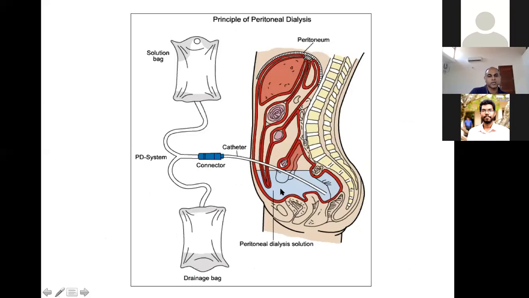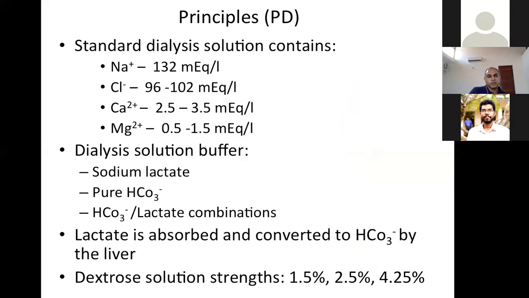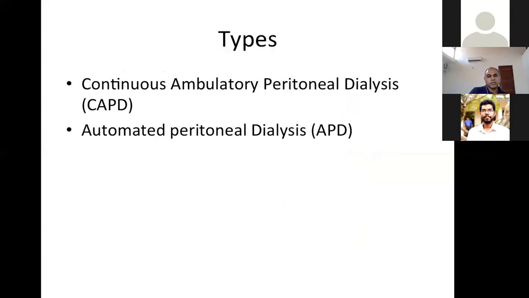And also you can use glucose in the solution so that you can extract or ultrafilter extra water back to the drainage bag. So you do about 3 or 4 cycles per day in each patient. And the patients can do it at home without coming to a dialysis center. So this is a home-based treatment. And I will not waste a lot of time here. So there are two types.